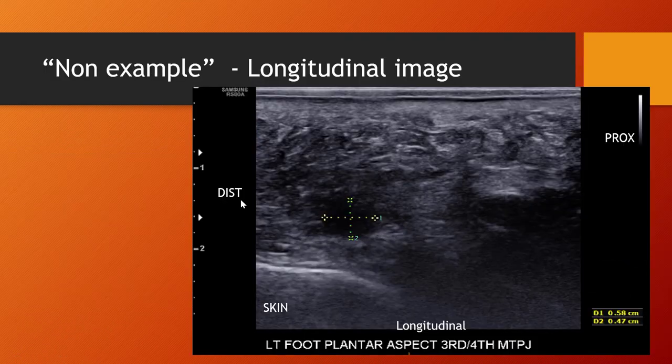Now to a wall of shame image. This is a non-example. We don't want images like this. So you can see here would be the region of the intermetatarsal ligament. Here's the dorsal skin, and it's not compressed very far. It should be compressed more proximally in the foot near the metatarsal head.